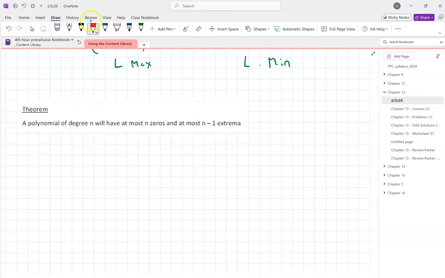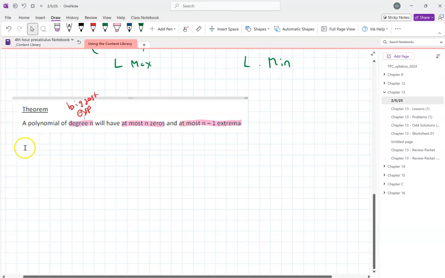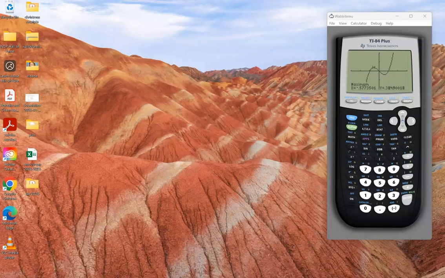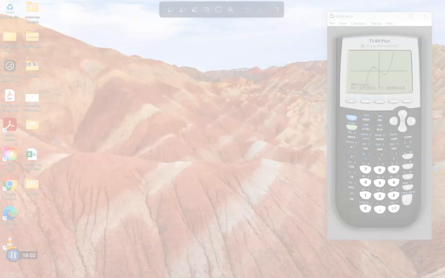So this theorem says for a polynomial of degree n, we'll have at most n zeros and at most n minus 1 extrema. When I say the degree, remember that's the biggest exponent, right? So just a quickie little example.